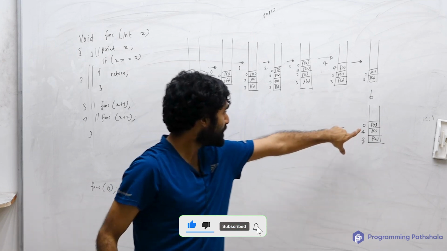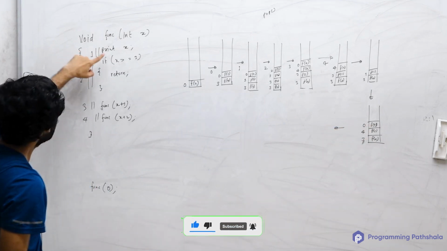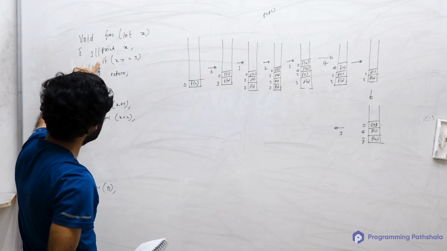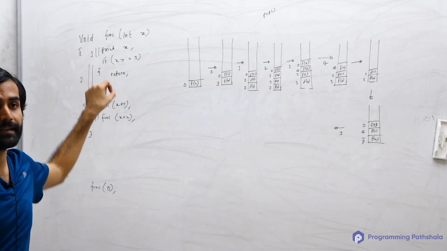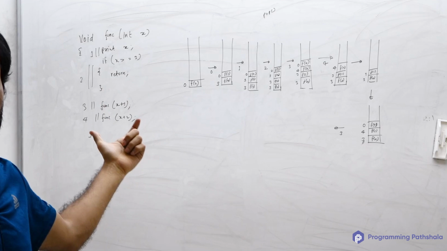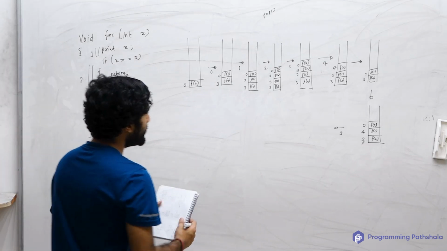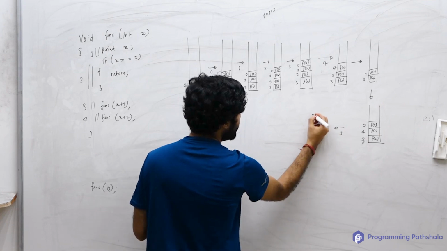Yeah. Now what should I do at f of 3? First thing, I should print the value 3. Then I should come over here. Is this condition true or false? For x equals 3, this condition is true, right? Since this condition is true, what should be done? Whatever is at the top of the stack should be popped out, right?